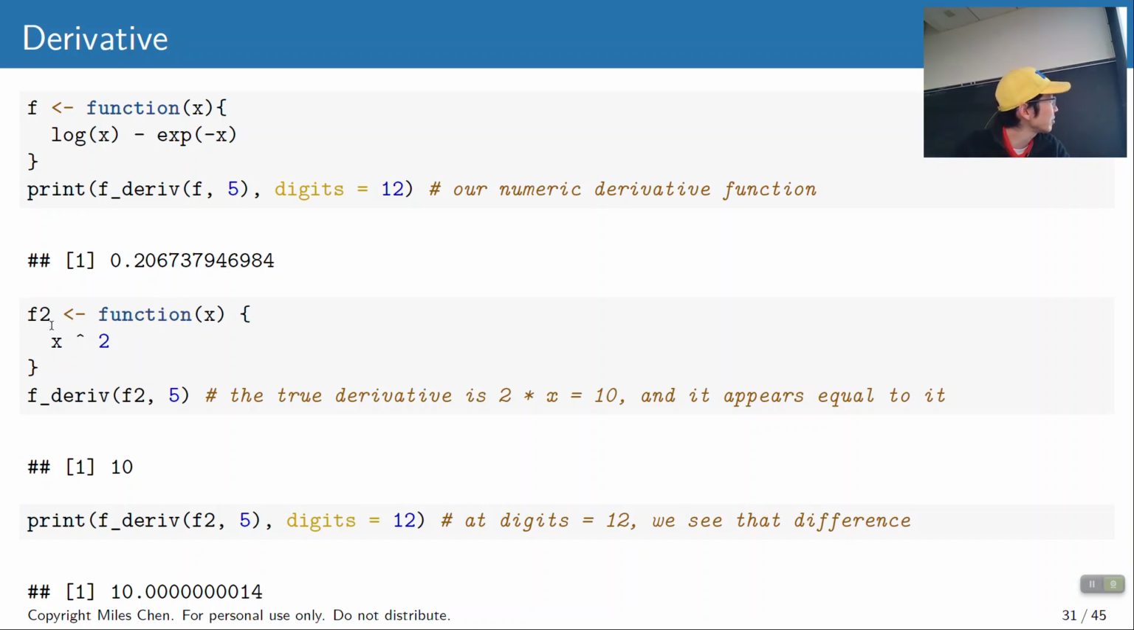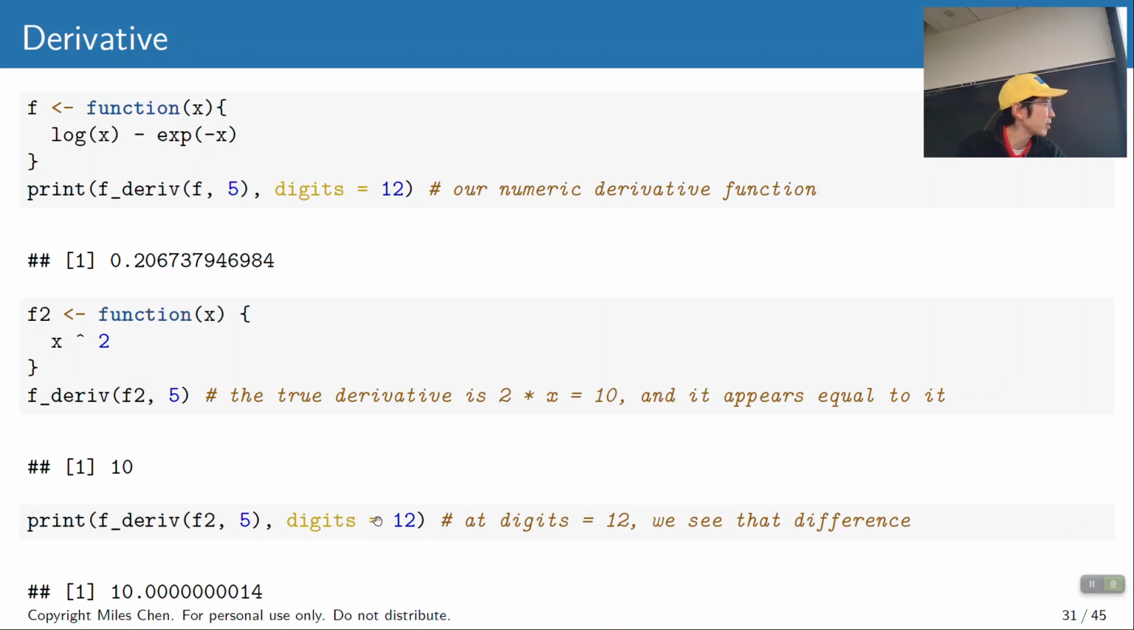Okay, here's another function. If I just say my function is x squared, okay, what's the derivative of x squared? That's going to be 2x. That's very simple. But I can just say, all right, give me the derivative of x squared at 5, and it says, oh, that answer is 10. So that's pretty good, okay?